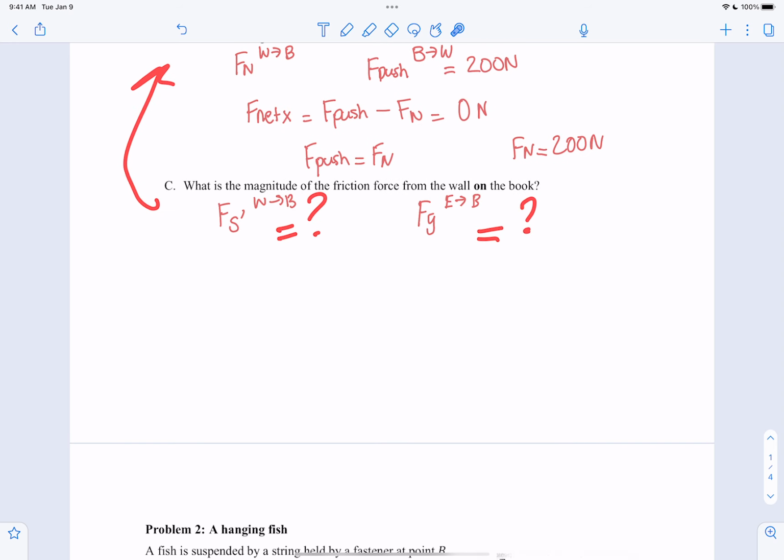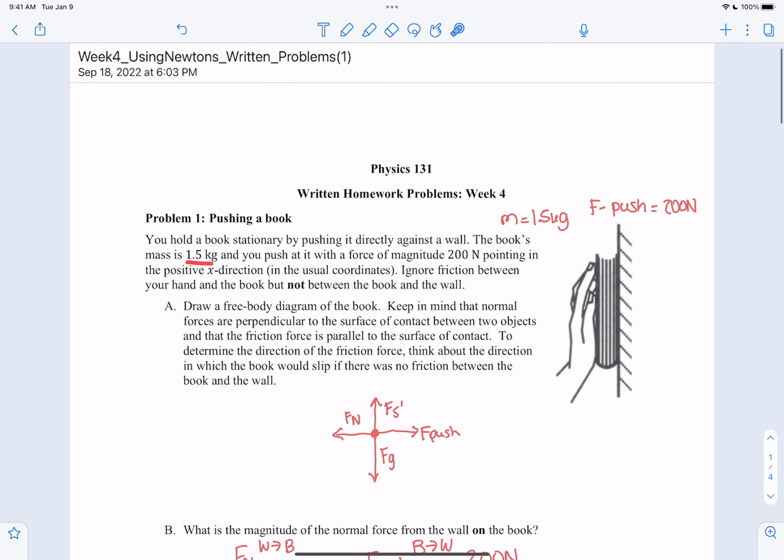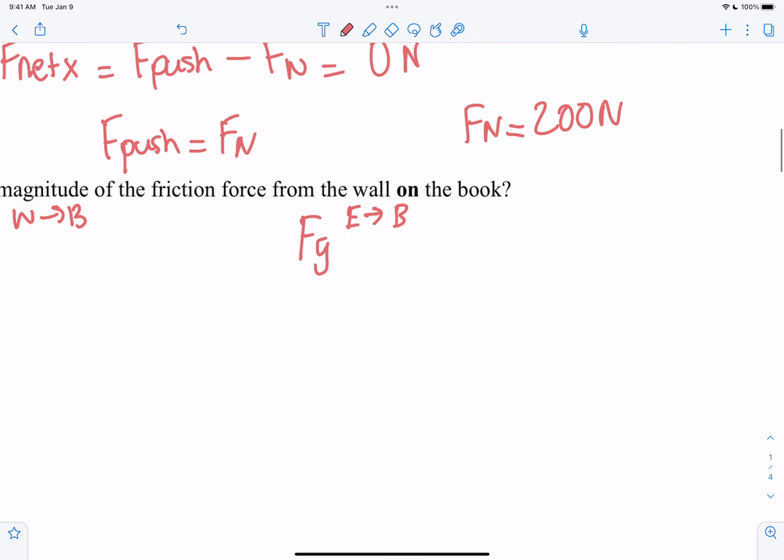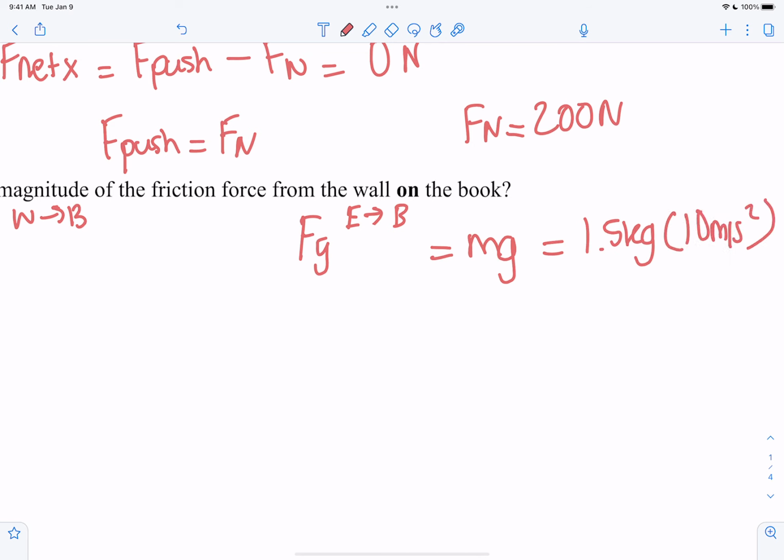We can also technically figure out gravity, right? Because we have access to the mass, and we know that gravity is equal to mg. Force of gravity is equal to mg, so we have 1.5 kilograms times 10 meters per second squared, and that gives us 15 newtons, and that's the magnitude of our gravity force.